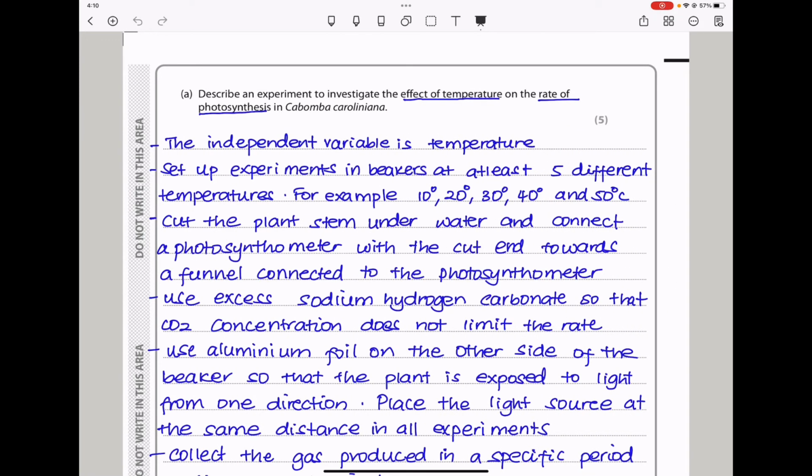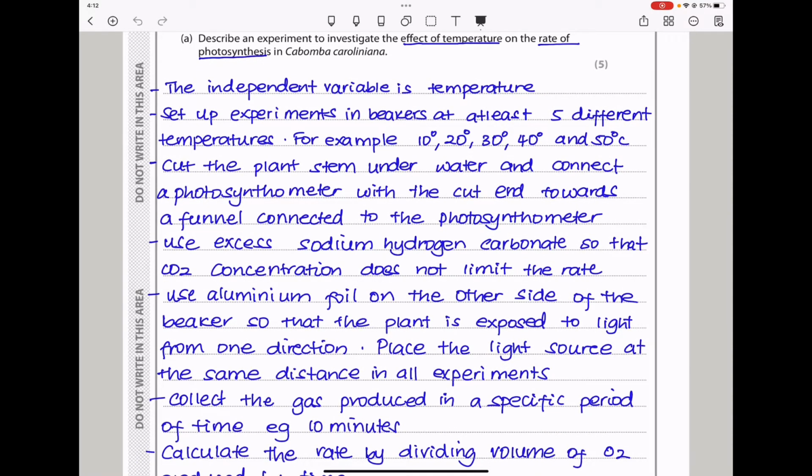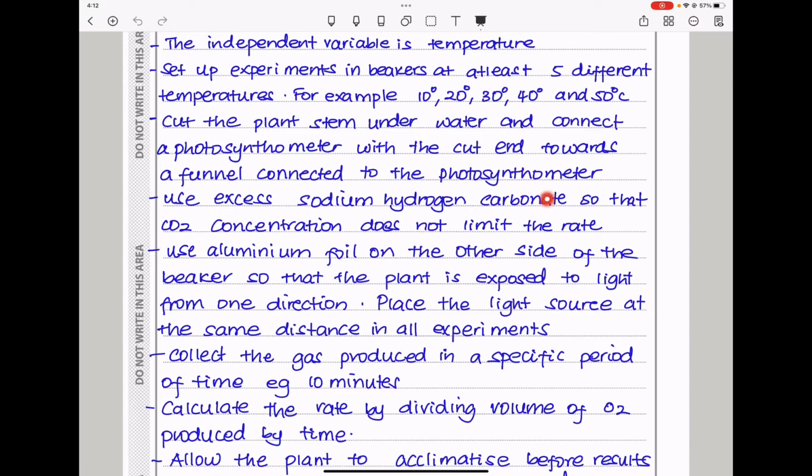Here they say, describe an experiment to investigate the effect of temperature on the rate of photosynthesis in Cabomba caroliniana. So here the independent variable is temperature. We will set up experiments in beakers at at least 5 different temperatures. For example, it could be 10 degrees, 20 degrees, 30 degrees, 40, as well as 50. And then we'll cut the plant stem underwater and connect it to a photosynthometer with the cut end towards the funnel connected to the photosynthometer. Then we have to use excess sodium hydrogen carbonate. Remember, this provides CO2, so this ensures that carbon dioxide concentration does not limit the rate of photosynthesis.